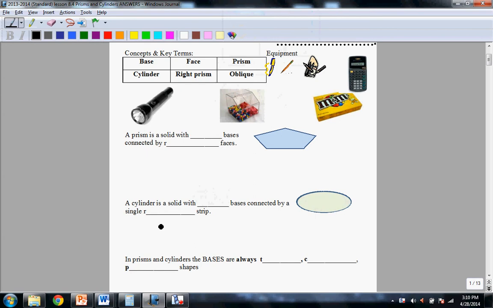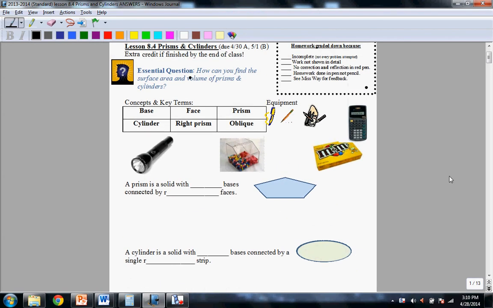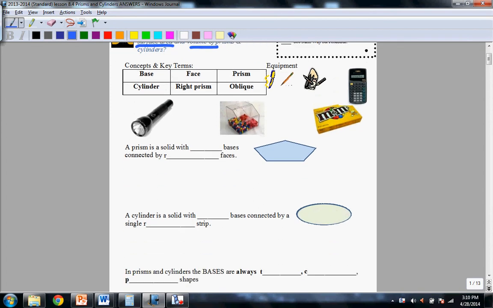Students, this is lesson 8.4. We're going to be talking about prisms and cylinders. Our key question here is how can we find the surface area and the volume of prisms and cylinders?